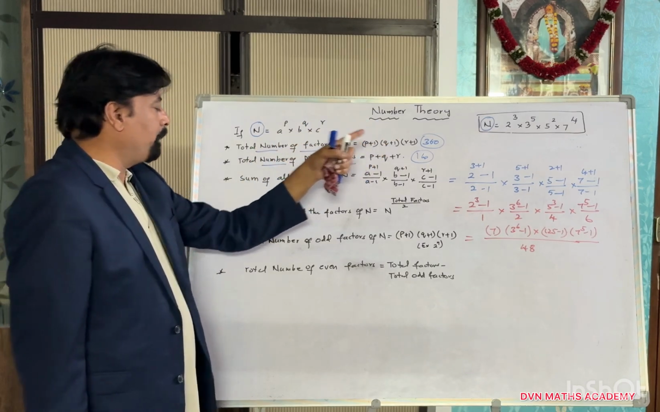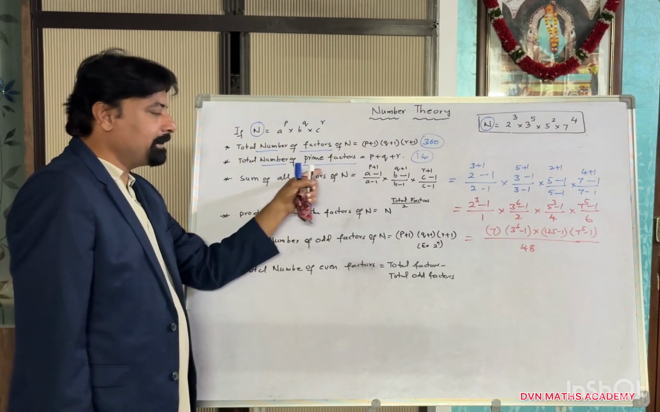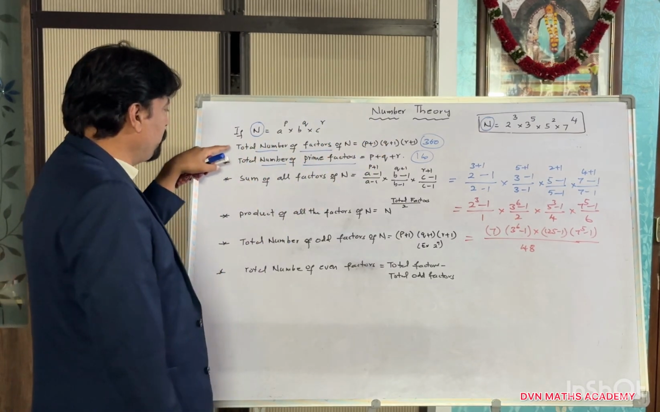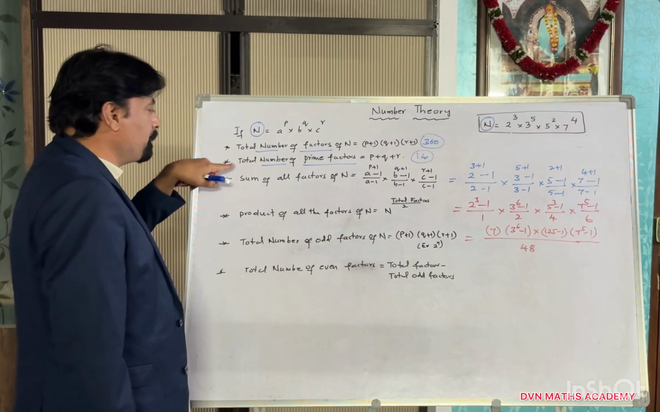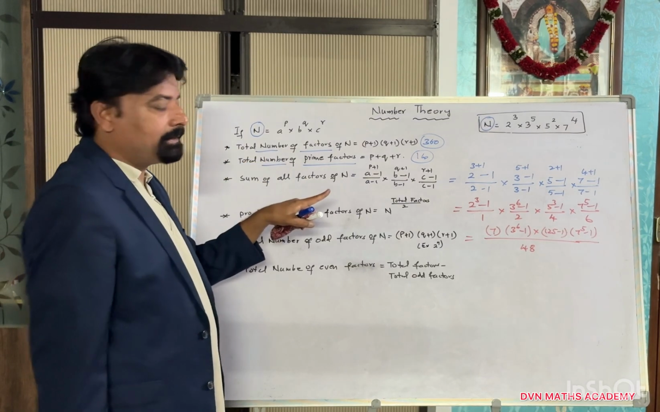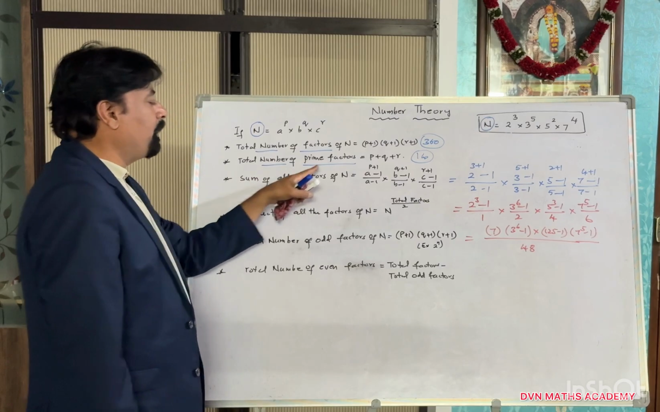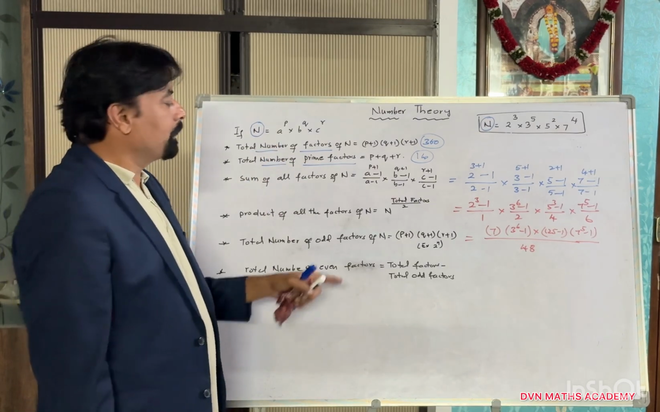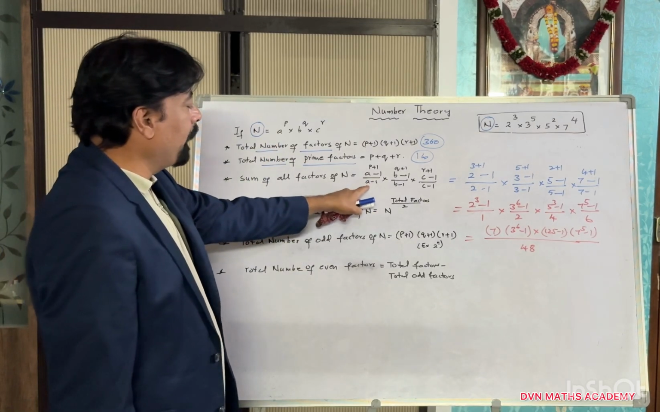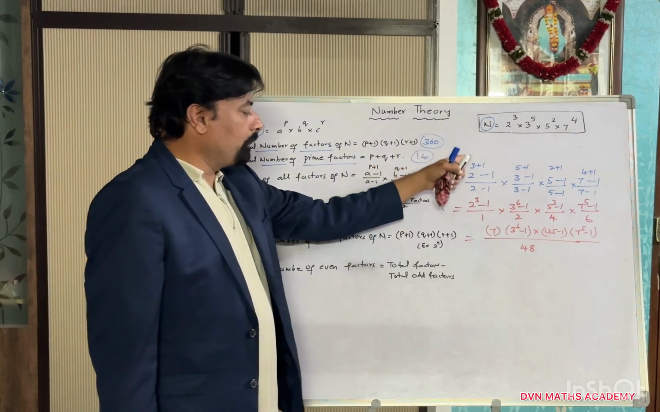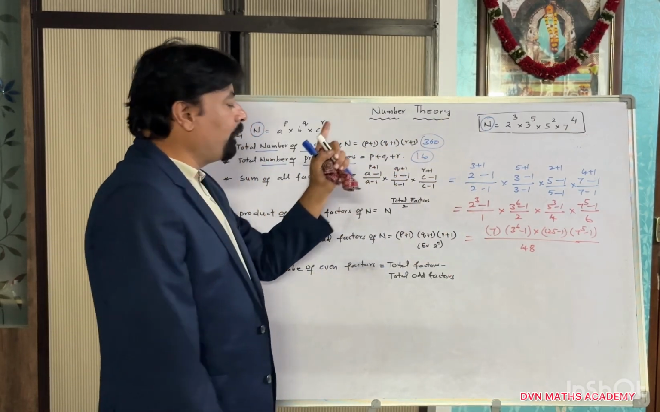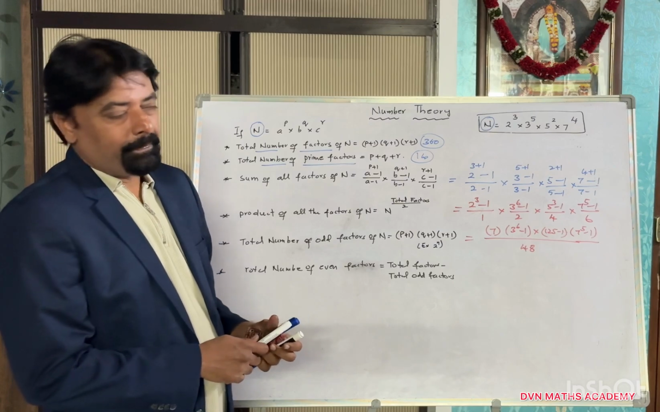Sometimes he will give you one number and ask the sum of all its factors. Sometimes you may be asked the total number of factors, sometimes the total number of prime factors, and sometimes the sum of all factors of the given number. So you use this formula, substitute those values and calculate, and you will get the sum of all factors of the given number n.